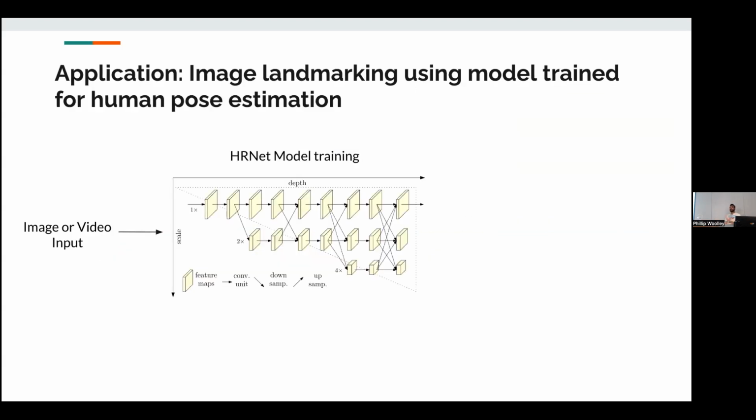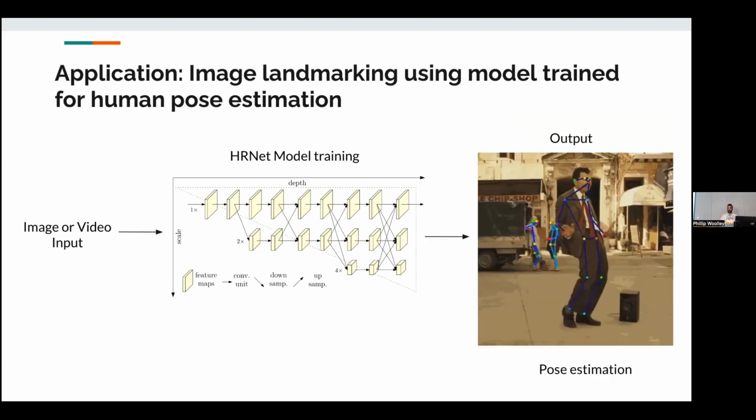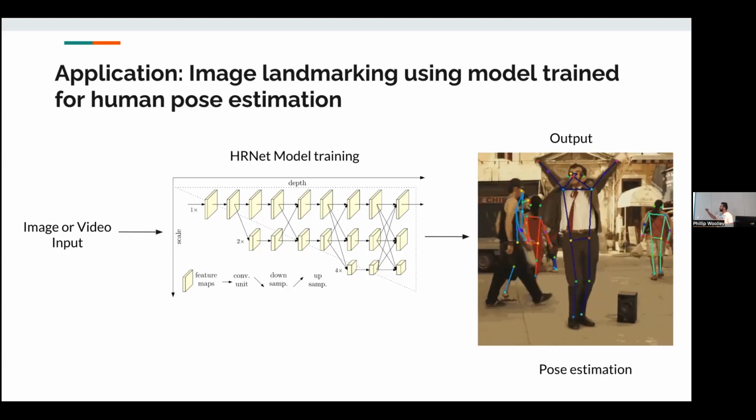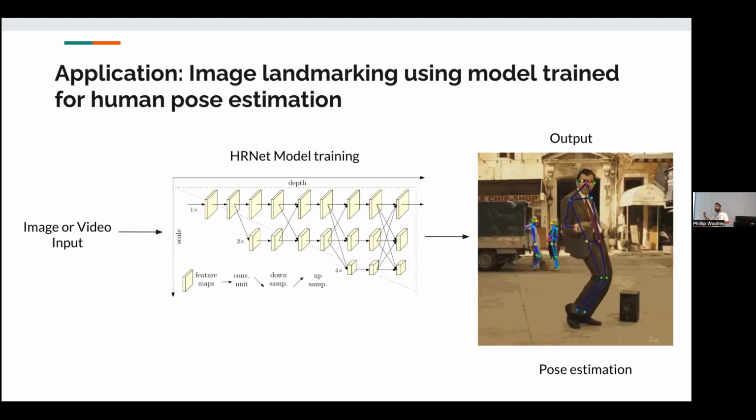Okay, let's look at the next example, the one which I talked about earlier. That is, if you take a model that is trained on either images or videos to identify human posture, right? This model takes an image or a video as input, that input is processed through the model, and it produces an output. If you look at this video, the model is able to identify the postures of different people walking and dancing.